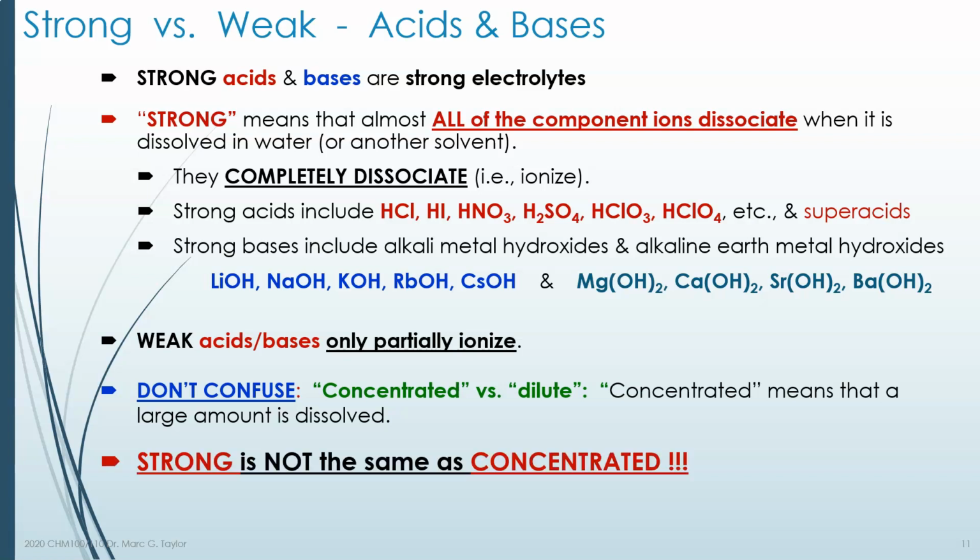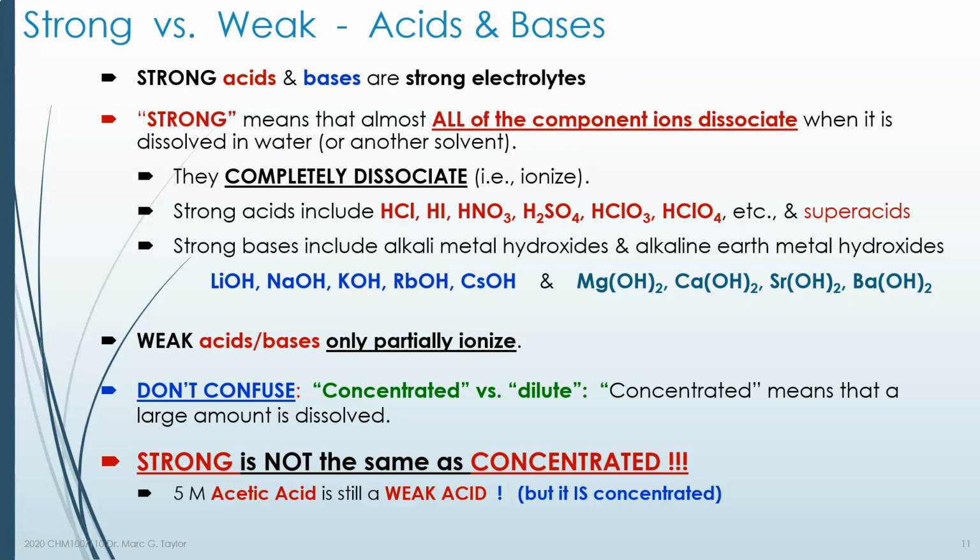So you can have strong compounds that are not concentrated, and you can have concentrated compounds that are not strong. For example, 5 molar acetic acid. This is a very high concentration of acetic acid, but acetic acid is acetic acid, and that is a weak acid. It's an organic acid. Almost all of your organic acids are what we call weak acids.